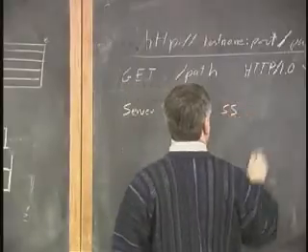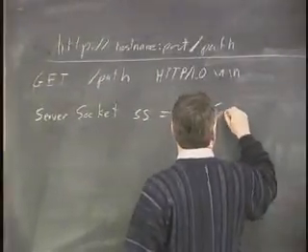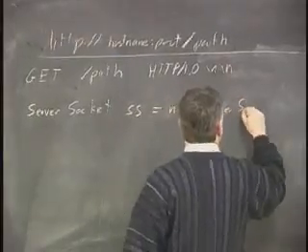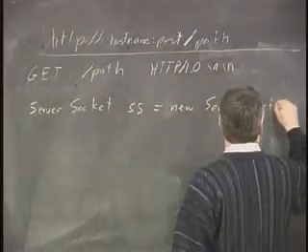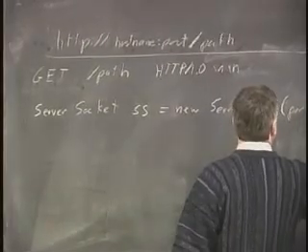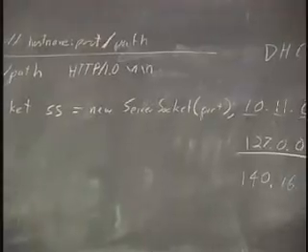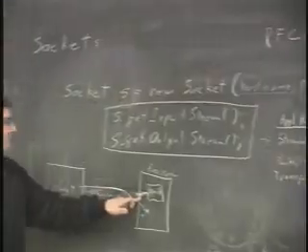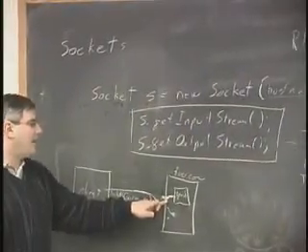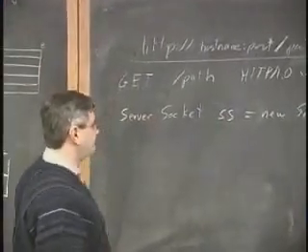I'll call it ss equals new ServerSocket, and then you just give it an integer, which is what port you want to listen on. As I said, the server wants to start up something that listens for incoming connections on this socket, and this is the thing you create: a ServerSocket.